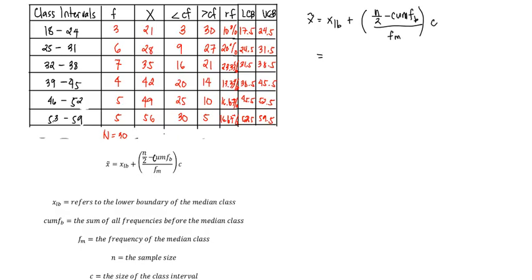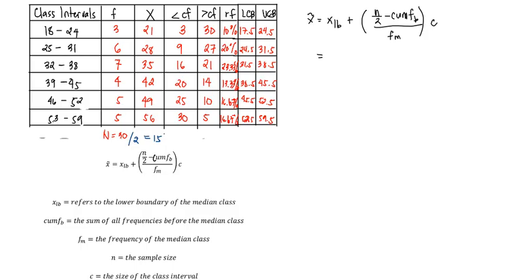Your x of LB here refers to the lower boundary of the median class. Now the problem is, how do we find the median class? If you are going to locate it, it is going to be greater than your n divided by 2. Your n here is 30, so that means your n divided by 2 is 15. So 15 is going to be in between 9 and 16 in terms of these cumulative frequencies.